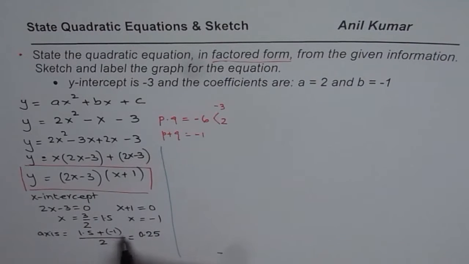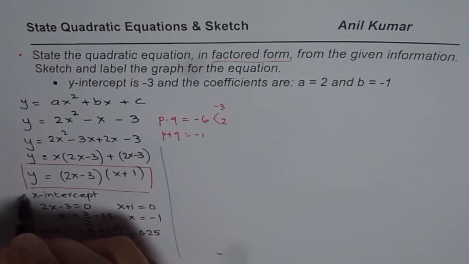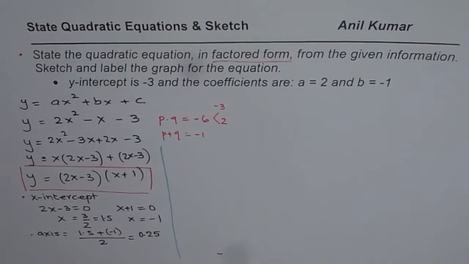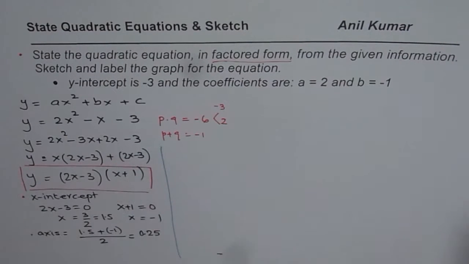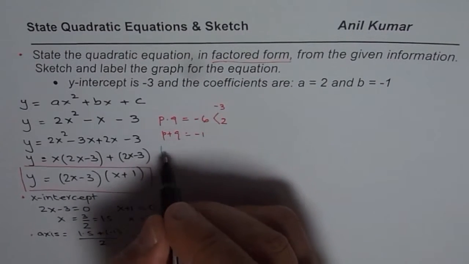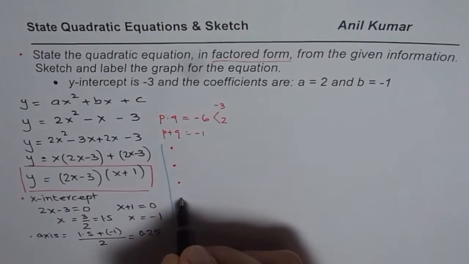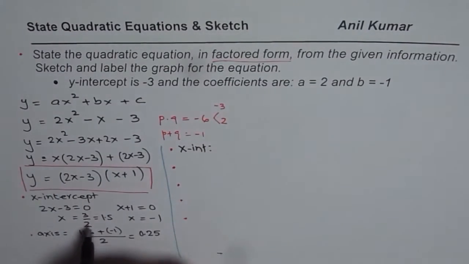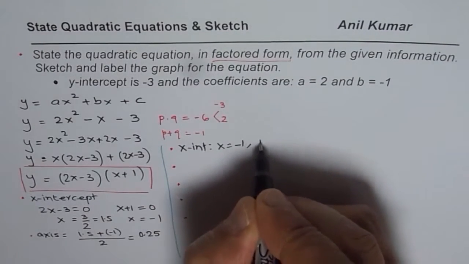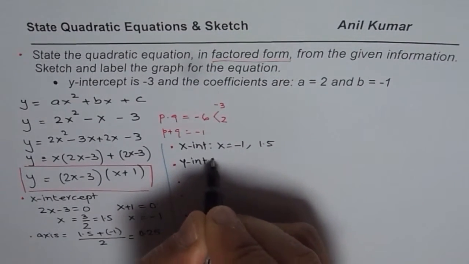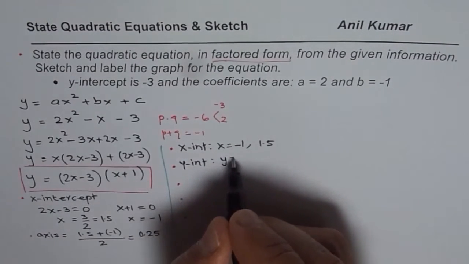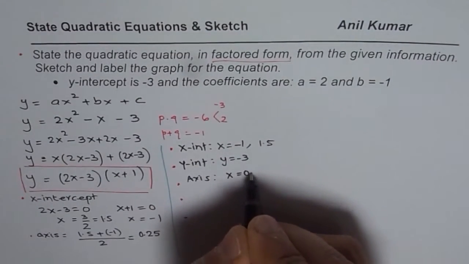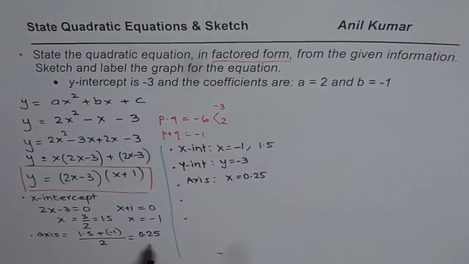So what we know here is that the intercepts are at 1.5 and -1, and the axis is at 0.25, correct? We also know that the parabola opens upward. So let us summarize the information which we have to sketch the graph. Let's write them one by one. The x-intercepts are at x equals -1 and 1.5. We know the y-intercept is at y equals -3. The axis is x equals 0.25.